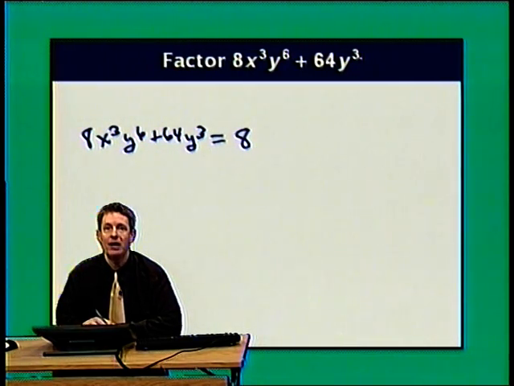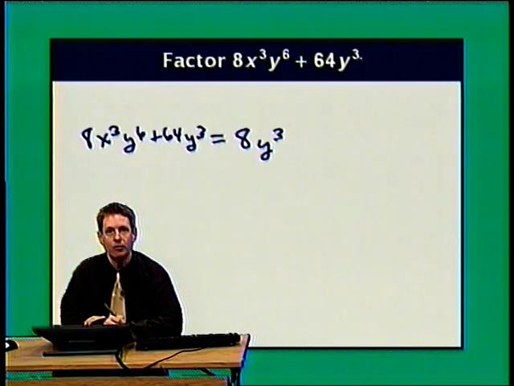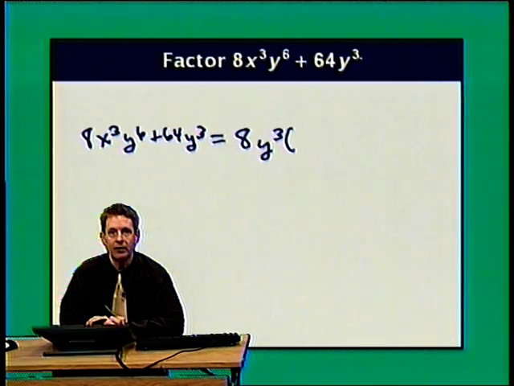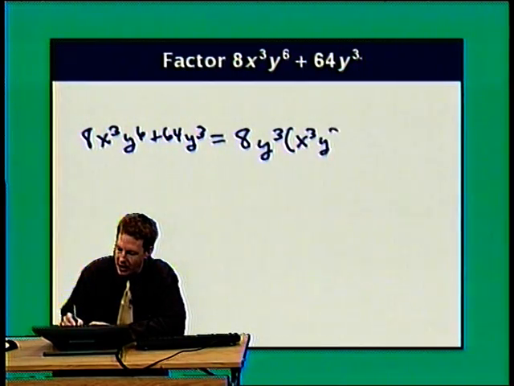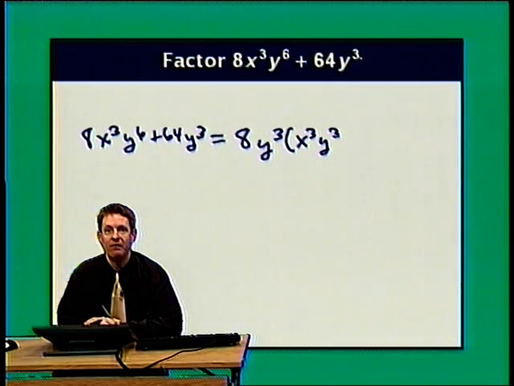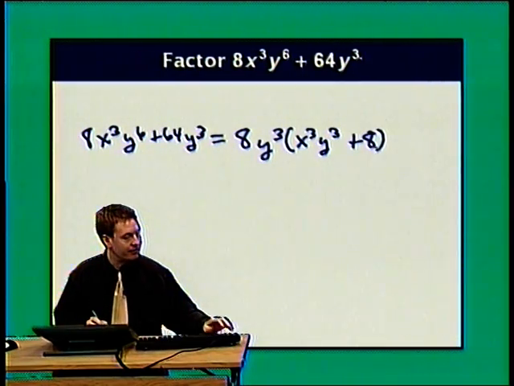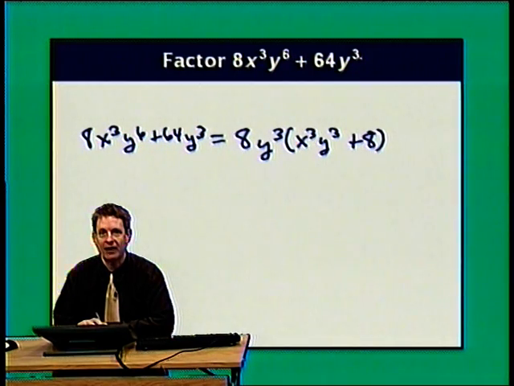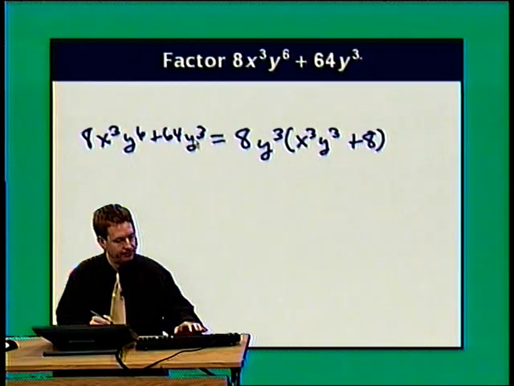I'm also noticing that both of the terms have factors of y. As a matter of fact, they both have at least 3 factors of y. So I can factor out y cubed. When I do that, what do I leave behind? Well, for my first term, I leave behind 3 factors of x, and I also leave behind 3 factors of y. What do I leave behind from my second term? I think the only thing I'm leaving behind from my second term is 8. I am going to check and make sure I did this factorization correctly. 8y cubed times x cubed y cubed is 8x cubed y to the 6. 8y cubed times 8 is 64y cubed.